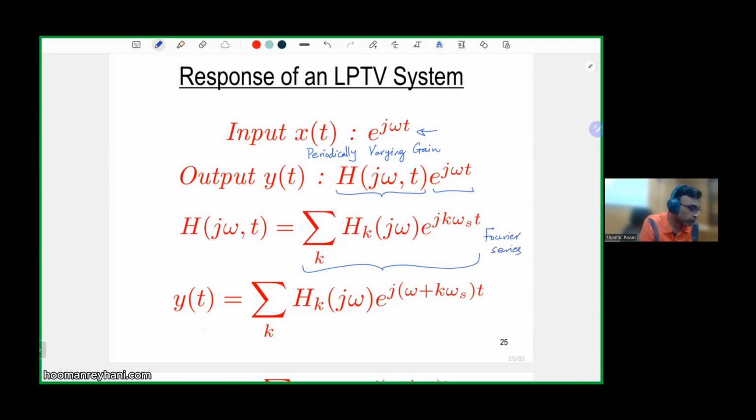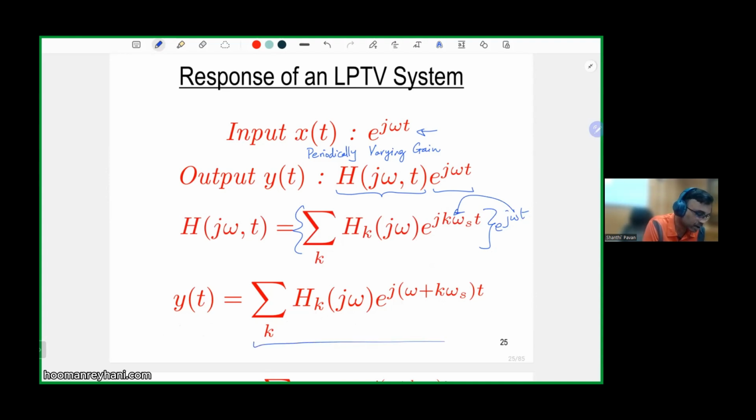So, therefore, the output is this guy here multiplied by e to the j omega t, and therefore you can just take this omega into this guy there, and the output is h sub k of j omega. This is the kth Fourier series coefficient corresponding to the kth harmonic of omega sub s.